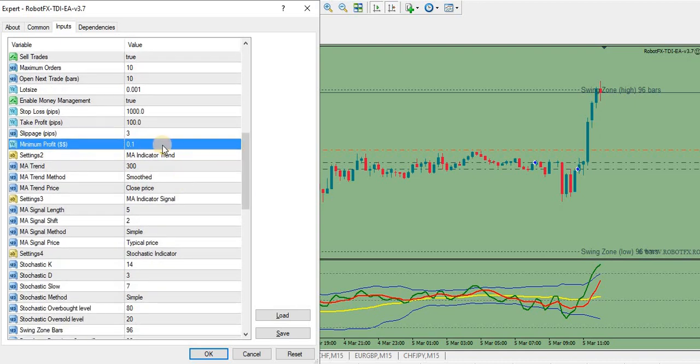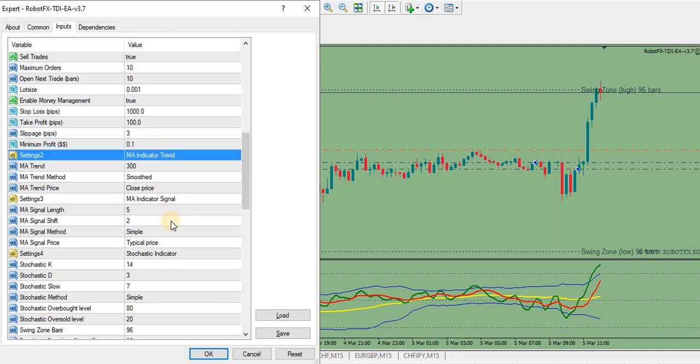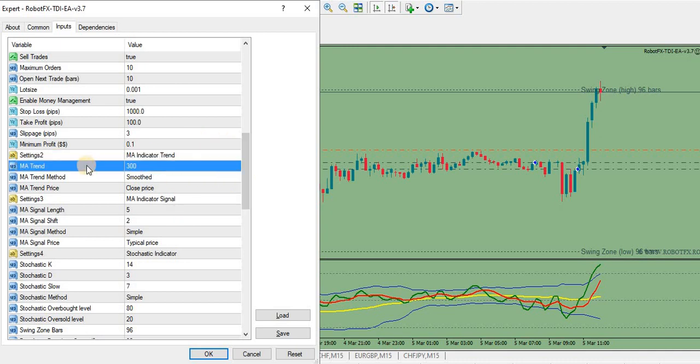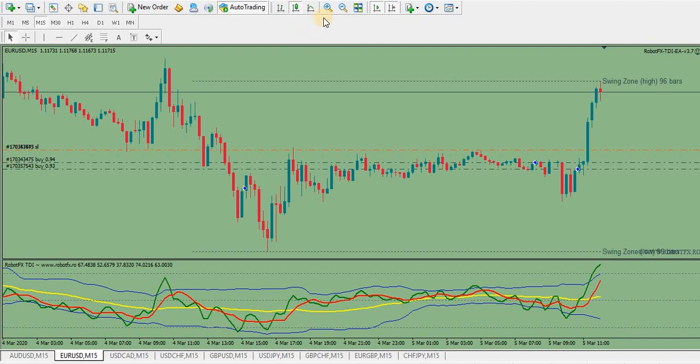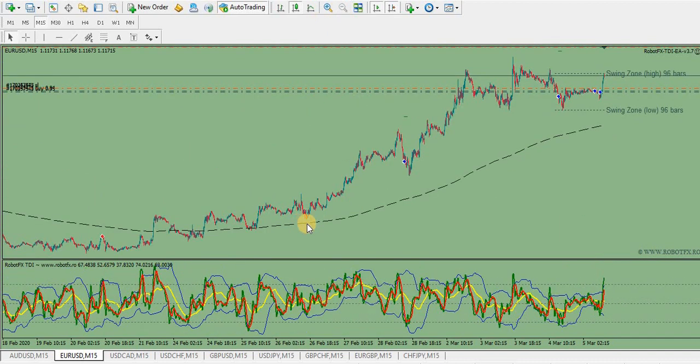Now, next, the moving average indicator trend. This is the trend detector that the expert advisor uses. Well, one of the trend detectors that the expert advisor can use is the moving average indicator, and with these settings, it's set to 300, smooth it, apply to close price. You can see it on the chart. That's the one.